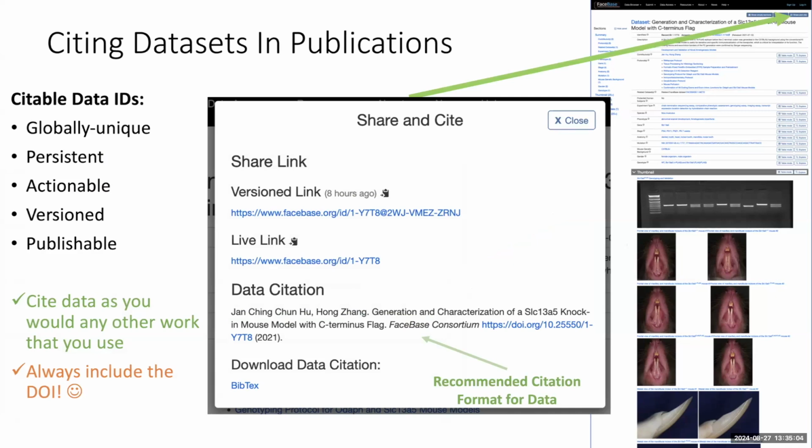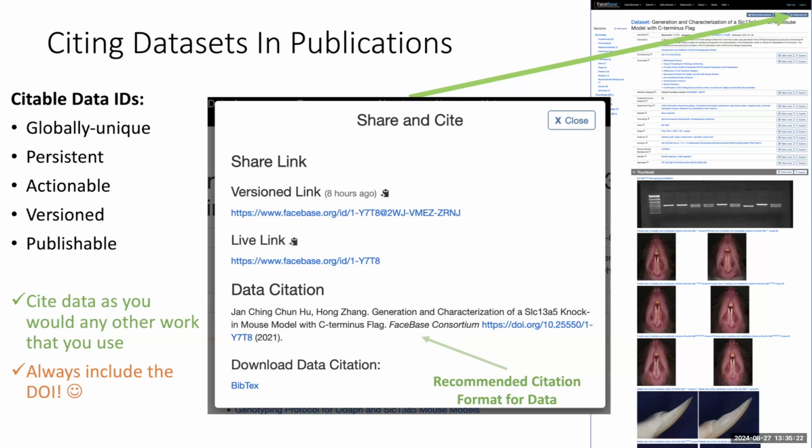And then once you've used or reused FaceBase data in your own research, of course, you should cite the data sets that you used. And this is just as important as citing publications as a way of recognizing the research that you're building on. There are guidelines offered by major publishers. So we recommend following Nature or Science or your particular publication venue if they have their own guidelines.